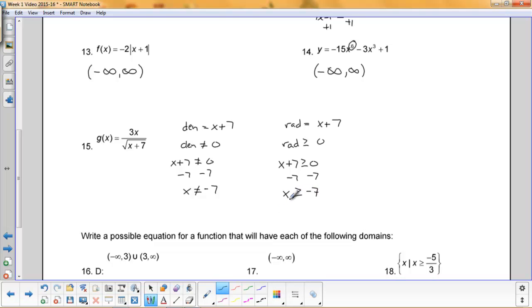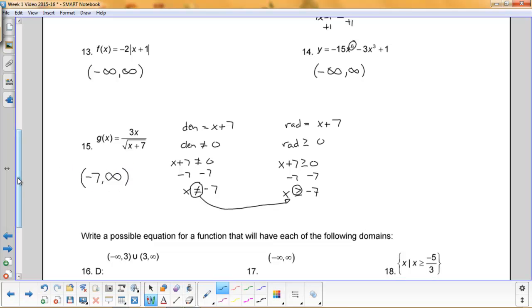Okay, let's think about how these two can be used together in the same domain. So if it can't be equal to -7, it can be greater than. So that means the only thing we're going to change about our restriction is that it's not going to be a bracket, it's going to be a parenthesis. Okay?